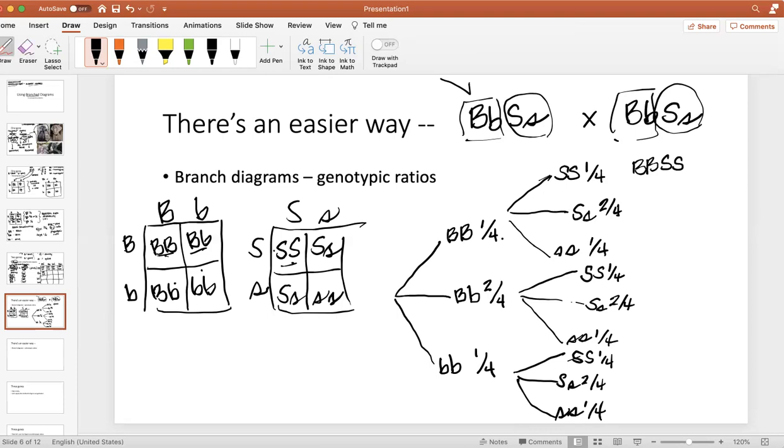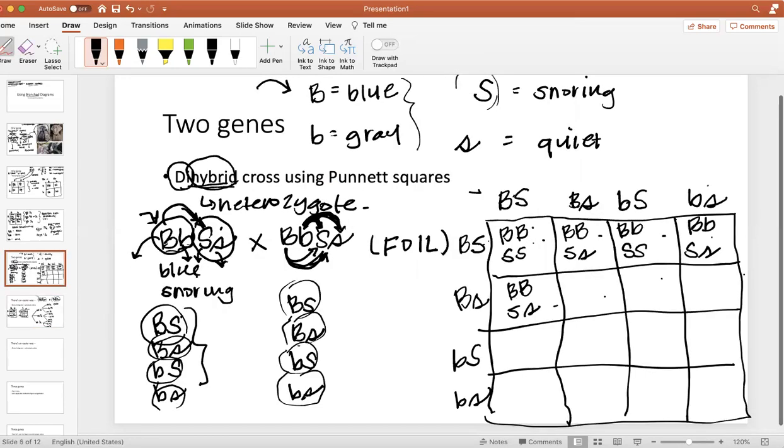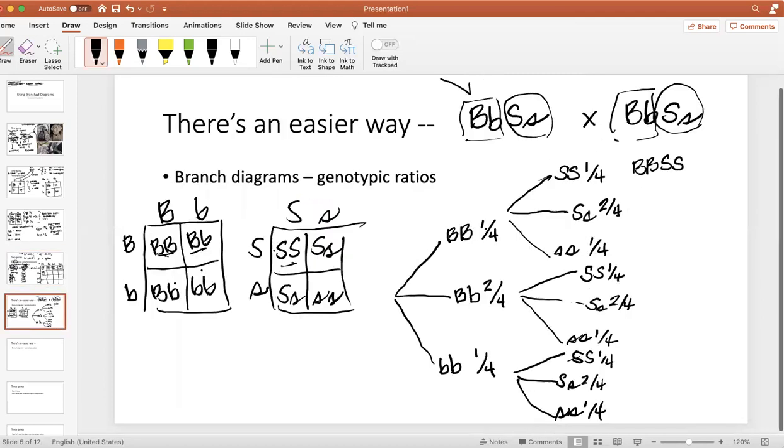We can even tell how many of these we would get. Remember how there were 16, 1, 2, 3, 4 by 4, 16 different squares that we would be filling in here if we did this longhand? Check this out. 1/4 times 1/4 is 1/16. So if we were to fill out our Punnett square, one of them would have this genotype here.